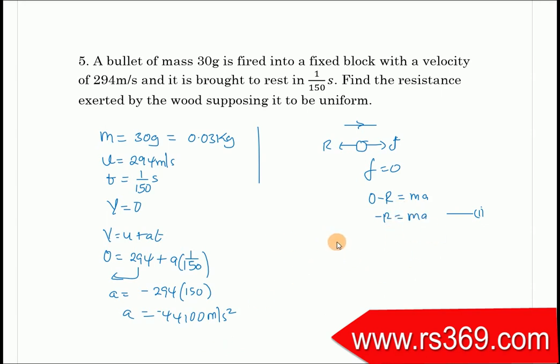We have that negative R is equal to, the mass was given as 0.03, the acceleration is 441.00. So we have that R itself, the resistance force, is now equal to 1323 newtons. That is what we are going to get if you press the calculator.